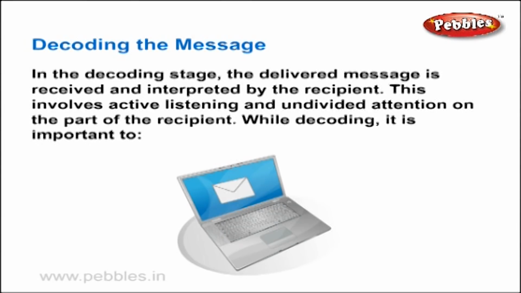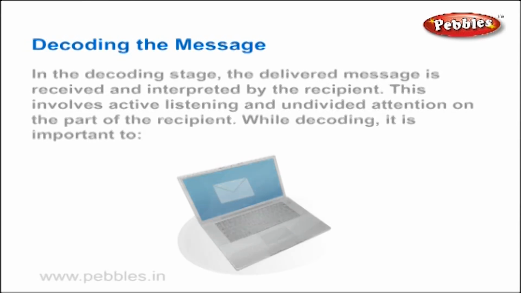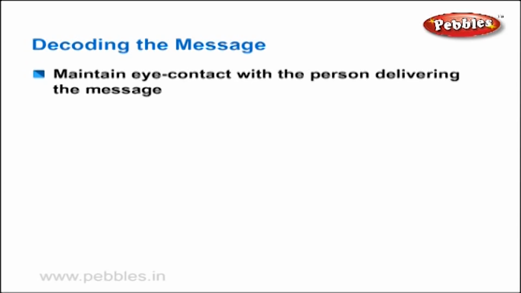In the decoding stage, the delivered message is received and interpreted by the recipient. This involves active listening and undivided attention on the part of the recipient. While decoding, it is important to maintain eye contact with the person delivering the message.